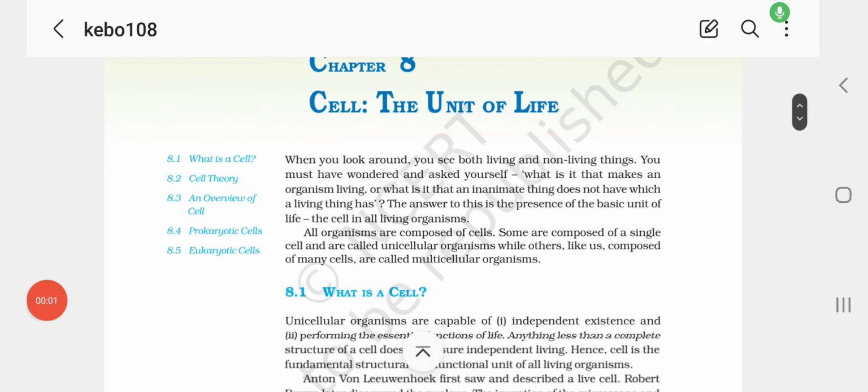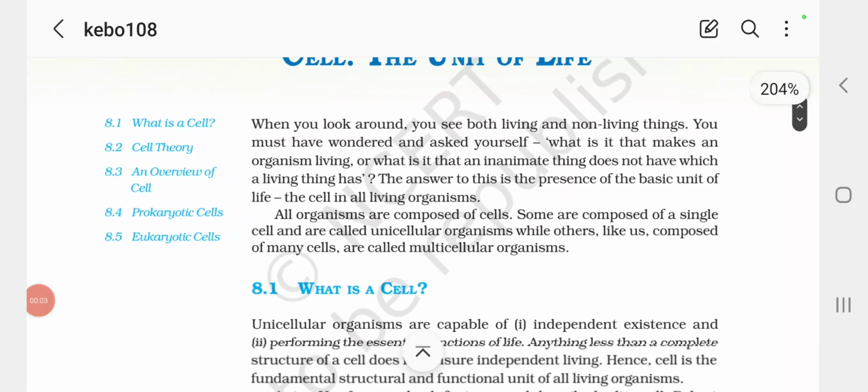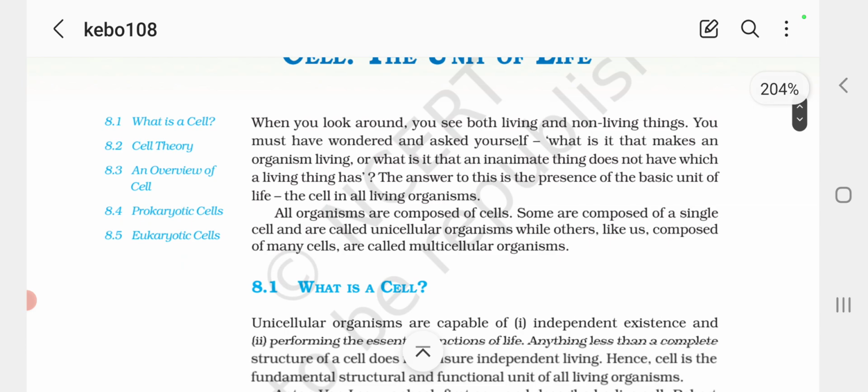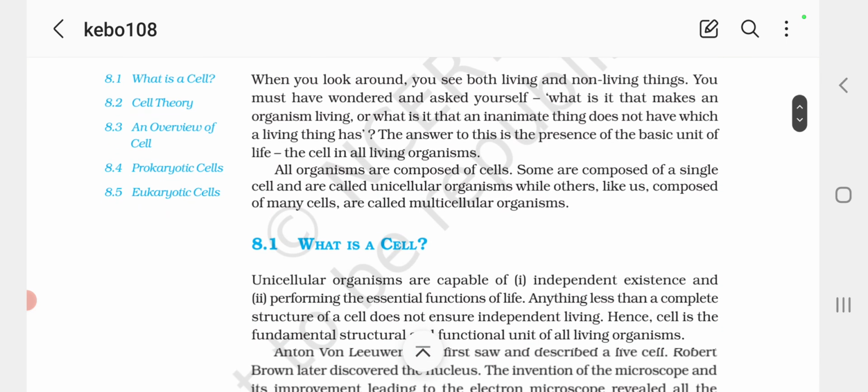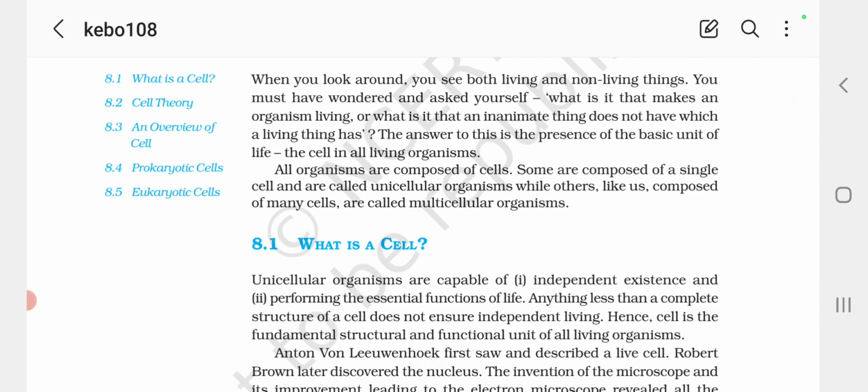Chapter 8, Cell, the Unit of Life. When you look around, you see both living and non-living things. You must have wondered and asked yourself what it is that makes an organism living, or what it is that an inanimate thing does not have, which a living thing has. The answer to this is the presence of the basic unit of life, the cell, in all living organisms.